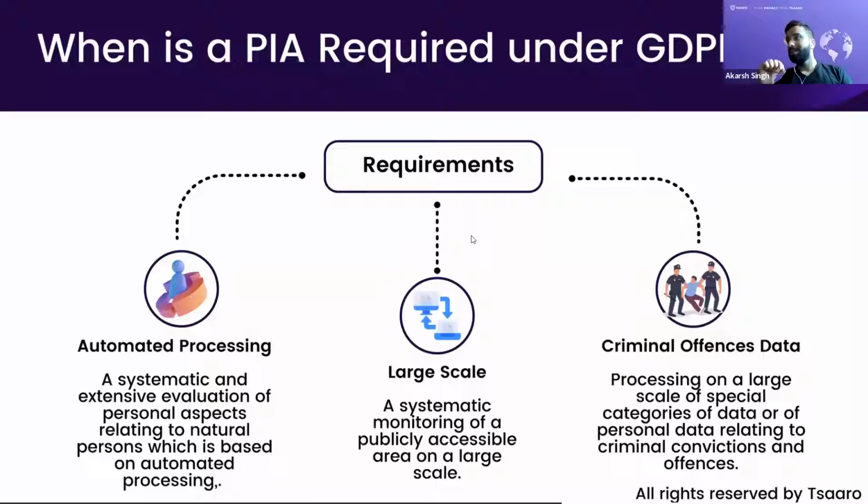It depends on what is large scale for you, right? Usually 1,000 record processing, not 1,000 people. You may have a bank account and you have 5 transactions, so 5 transactions will count. The number of transactions will count with PII. So 1,000 to 1,500, if it's more than that per month, it's usually treated as large-scale processing.